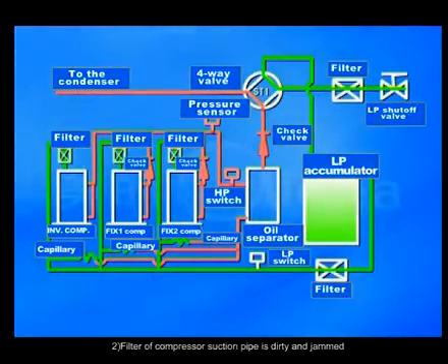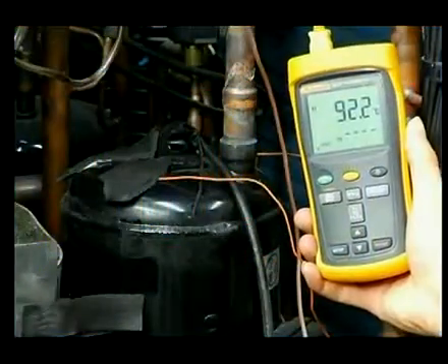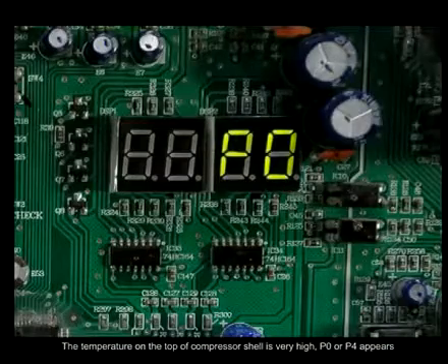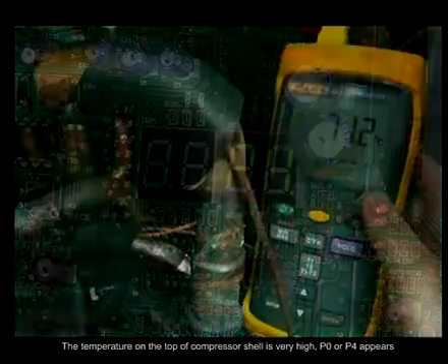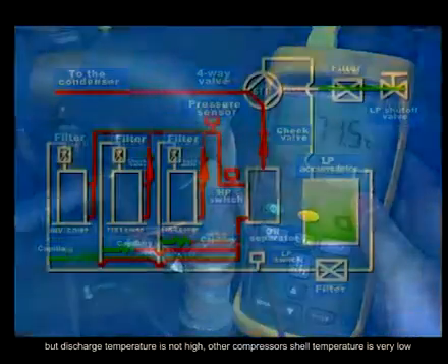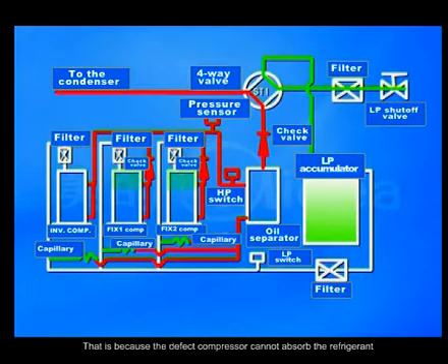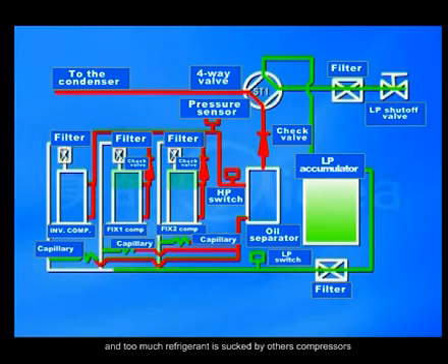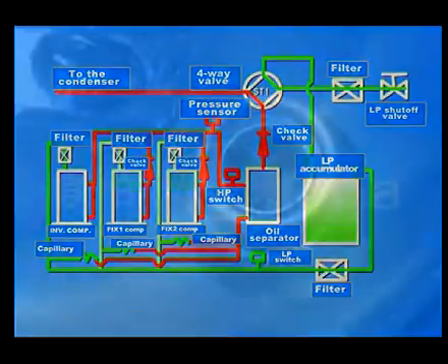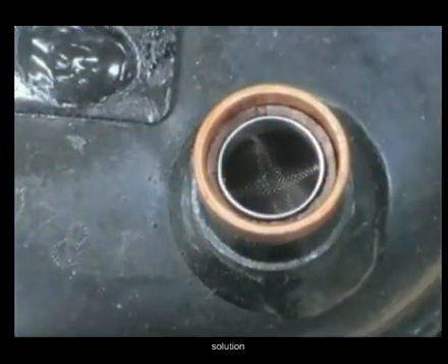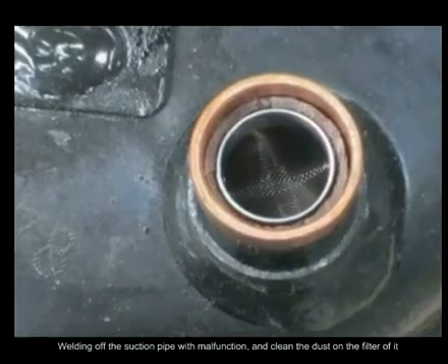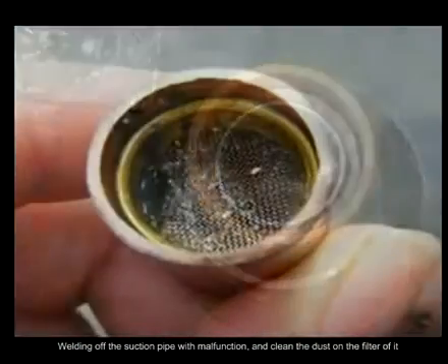2. The filter of the compressor suction pipe is dirty and jammed. The temperature on the top of the compressor shell is very high. P0 or P4 appears, but the discharge temperature is not high. Other compressors' shell temperature is very low. That is because the defective compressor cannot absorb the refrigerant, and too much refrigerant is sucked by other compressors. Solution: weld off the suction pipe with the malfunction and clean the dust on its filter.